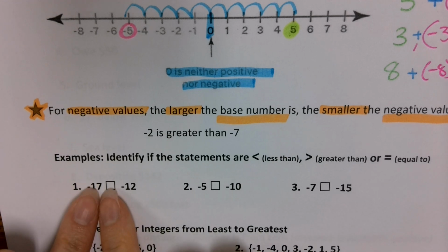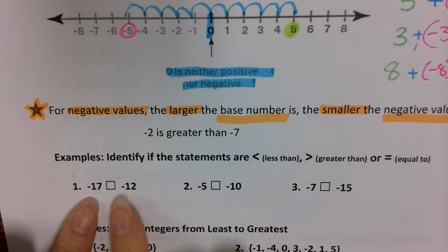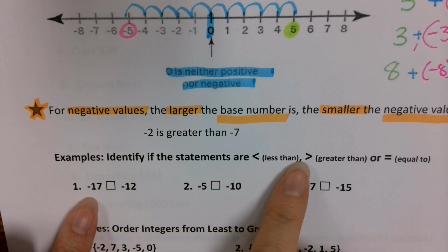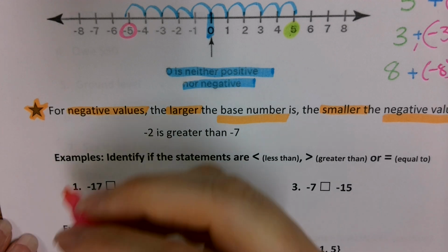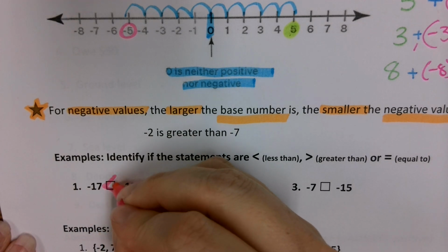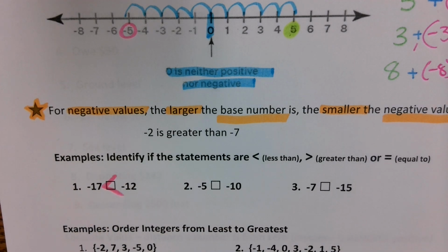So -17 is going to be smaller. Another term for smaller is less than. Okay, so we're going to write down that this is less than. -17 is less than -12.